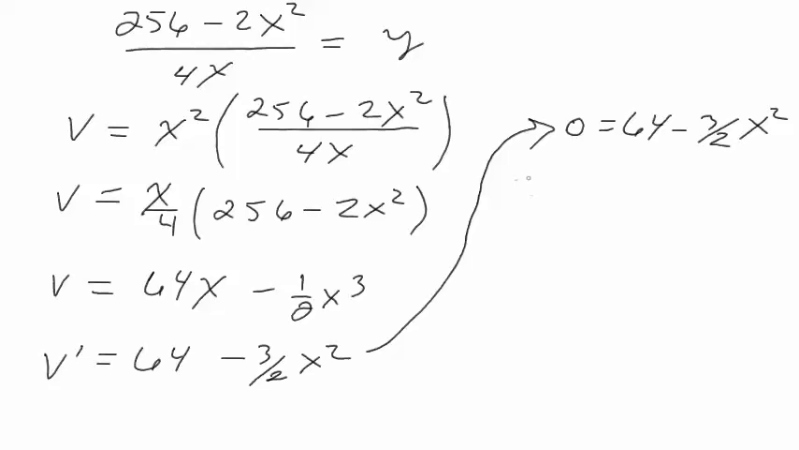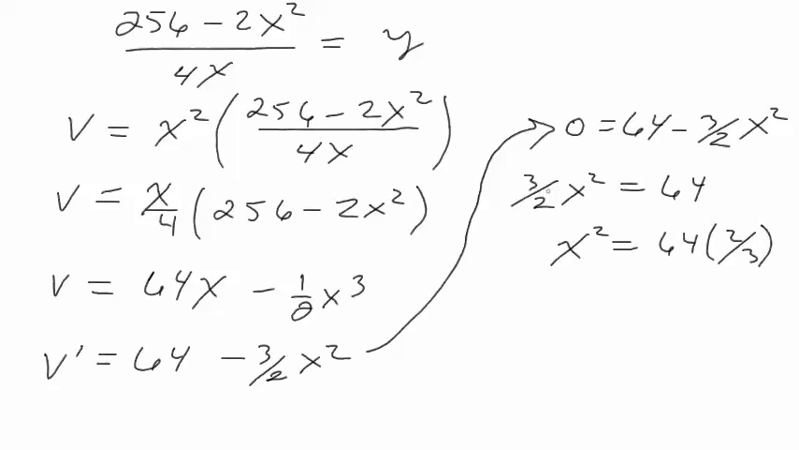So let's take that over to the left. 3 halves x squared is equal to 64. How's that? And then we'll multiply both sides by 2/3. 64 times 2/3, right? If I multiply this by 2/3, that goes away, and then you multiply this by 2/3, okay. Now, the question is, what can we do with this? I think 64 divided by 3 is not anything nice.